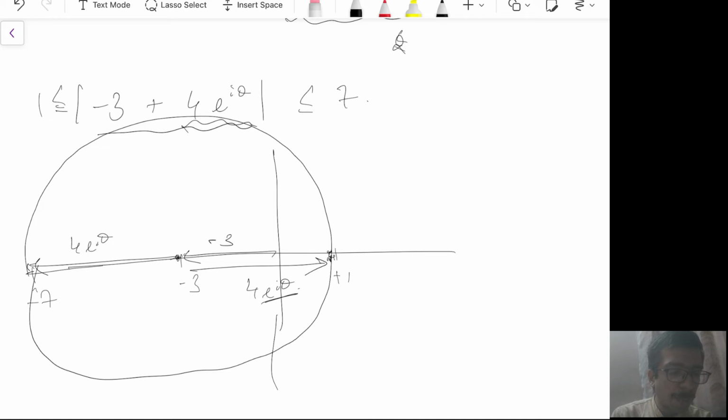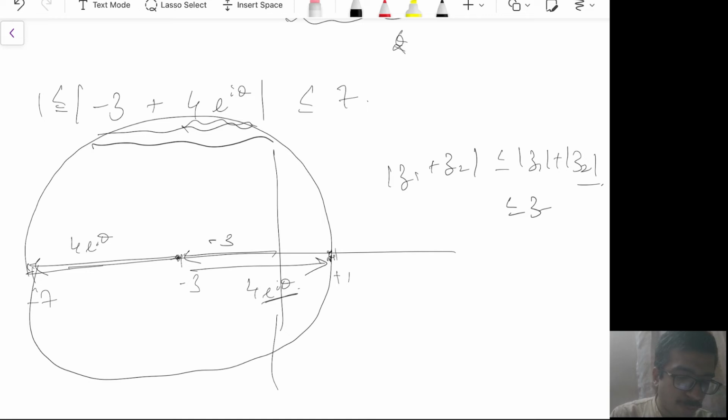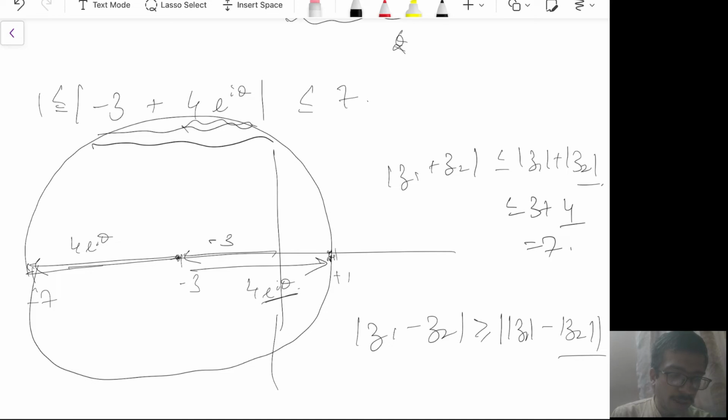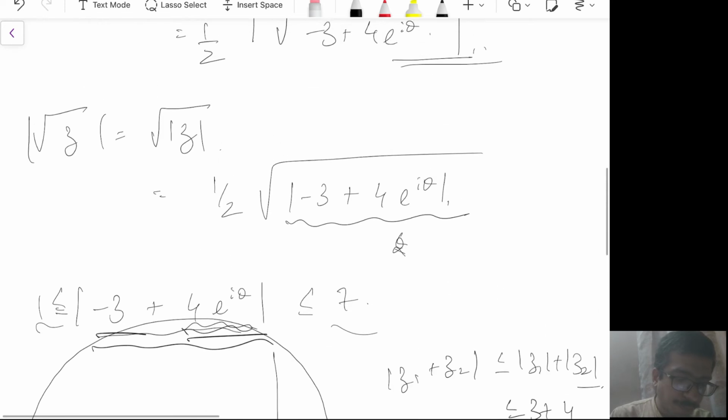Or even in general, you can apply the inequality that mod of z1 plus z2 is less than or equal to mod z1 plus mod z2, right? So the mod of minus 3 plus 4 e to the power iota theta is less than or equal to 3 plus 4, which is 7. And also we have a similar inequality that mod of z1 minus z2 is greater than or equal to mod z1 minus mod z2. So these are two forms of the triangle inequality. If I put z1 equals 4 e to the power iota theta, z2 equals 3, then I get that this is greater than or equal to mod of 4 minus 3, which is 1. So we see that this expression lies between 1 and 7.